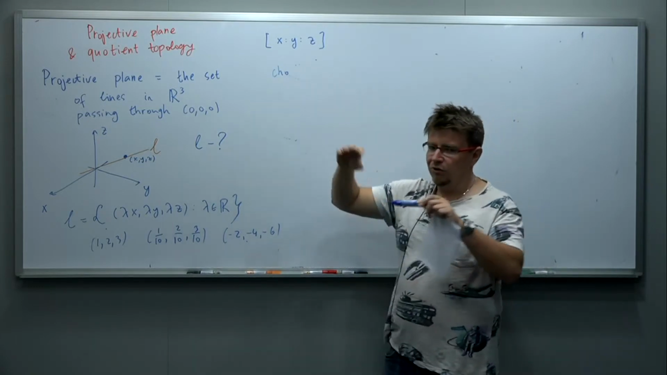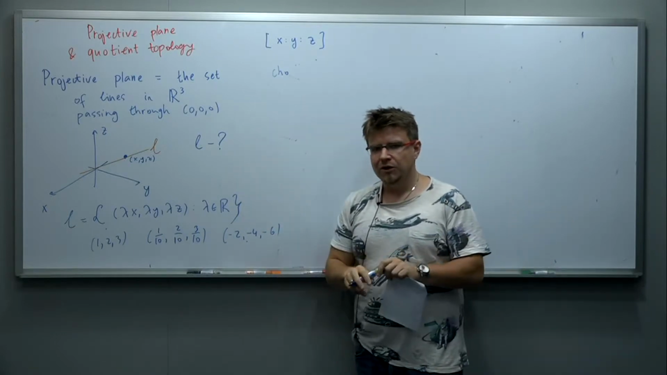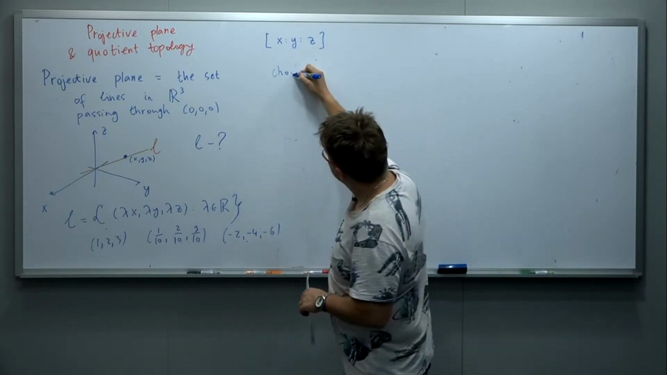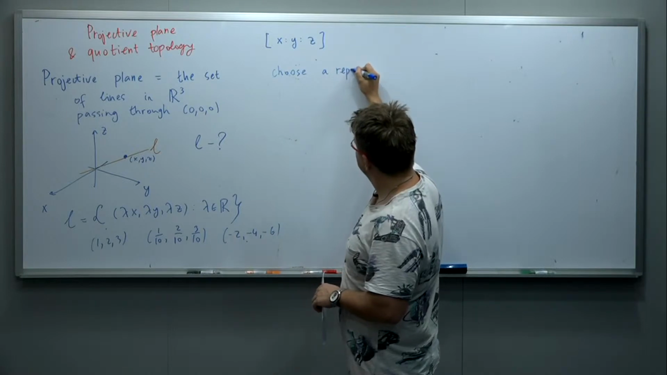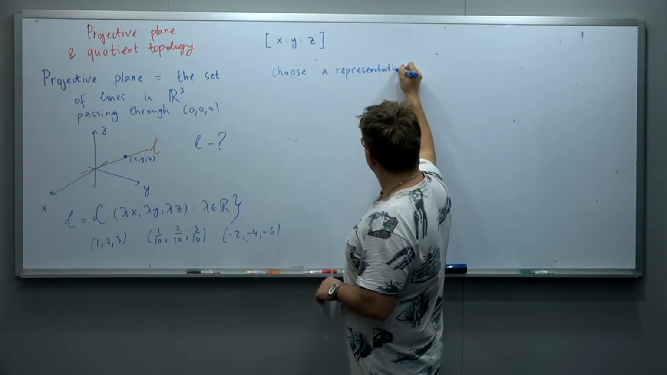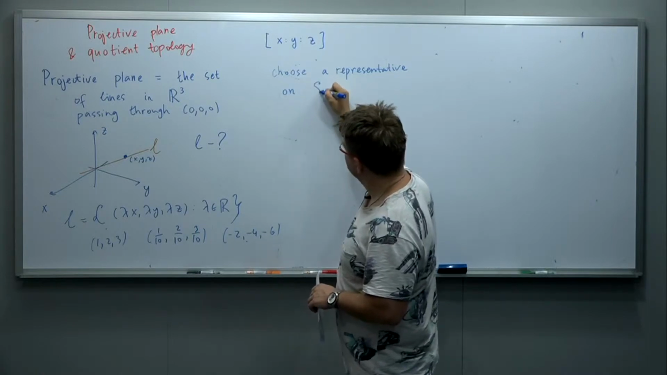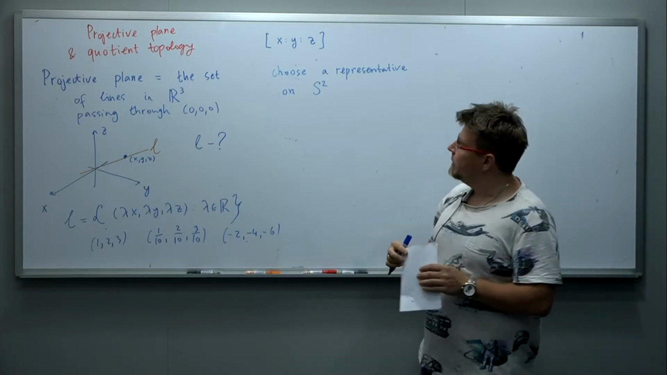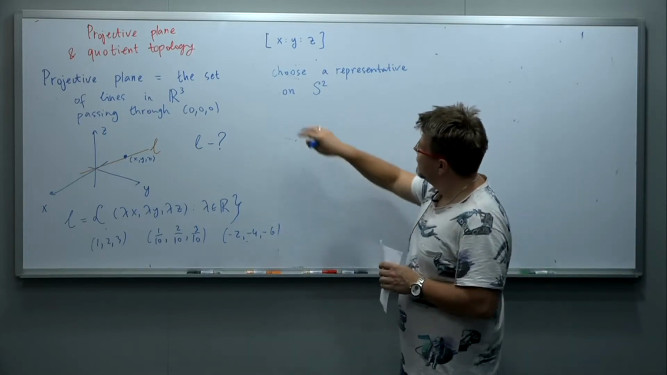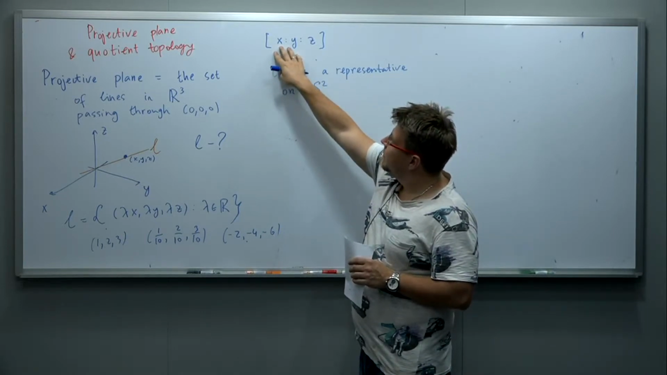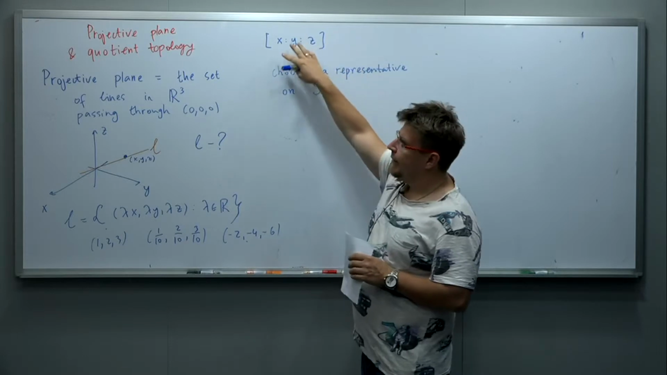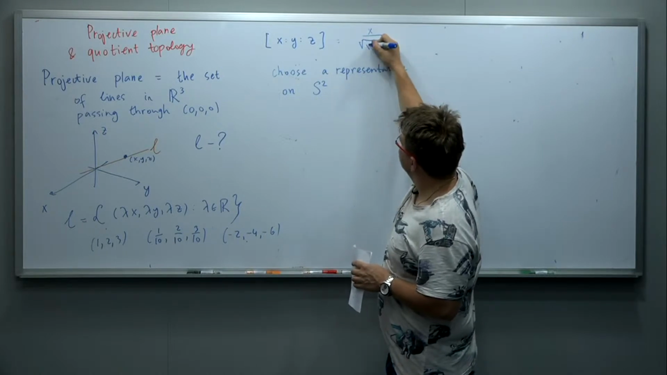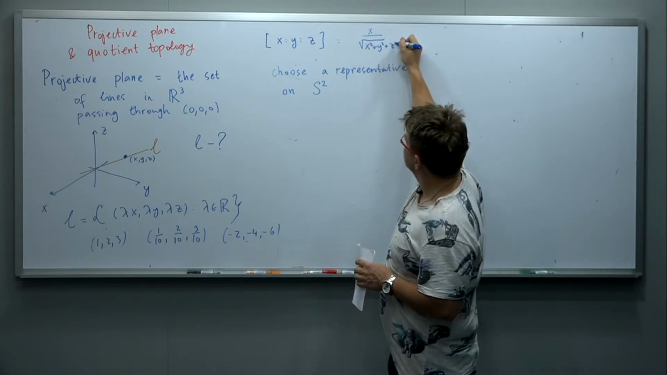So instead of thinking of the whole line as the equivalence class, I'm going to choose just one of these 2 points that belong to the unit sphere. So I'm going to choose a representative on the unit sphere S2. So S2 is the unit sphere in the 3D space. So how do I do it? I'm going to normalize the vector x, y, z. So I am allowed to multiply this by any number. So in particular, I'm going to multiply it by 1 over the square root of x squared plus y squared plus z squared.